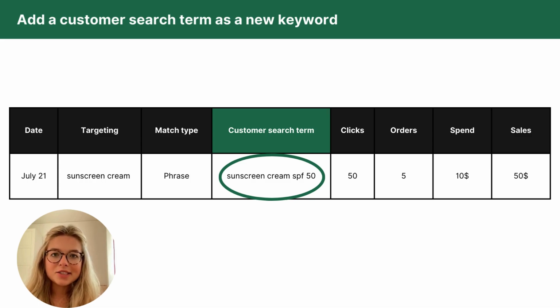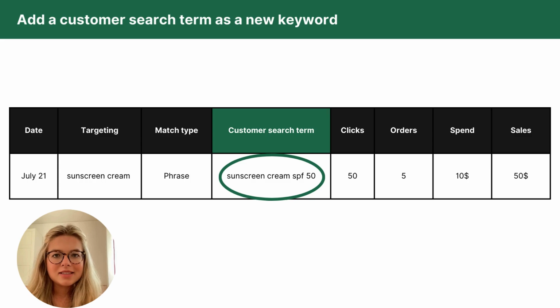We added sunscreen cream as a phrase match keyword. Some users searched for sunscreen cream SPF 50 and then made 5 orders of our product. Now, this is great news, and we will want to add this keyword to our campaign. And you might be asking yourself, if I'm already getting traffic from this search term, why do I need to add it as a new keyword?